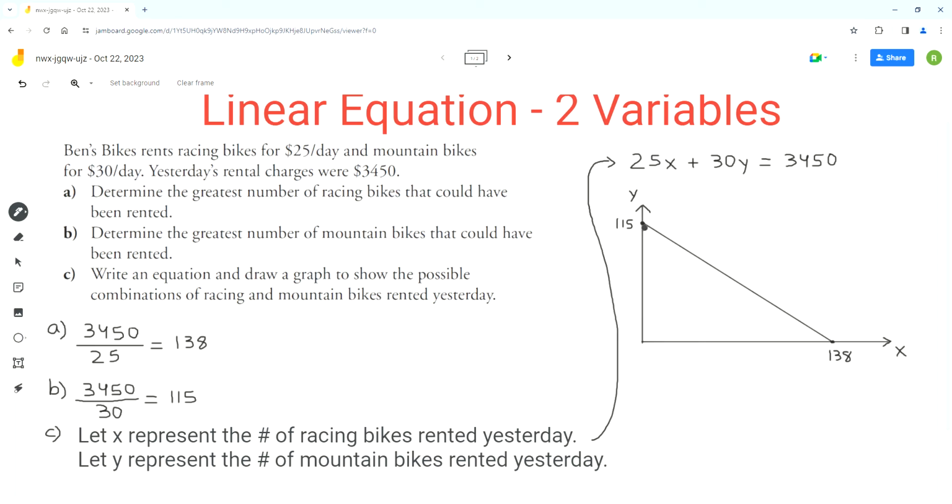Now this graph should not go beyond these 2 points because x and y cannot be negative, because x represents the number of racing bikes rented. We cannot have a negative number rented, and same for y. So we should restrict the graph to the first quadrant.